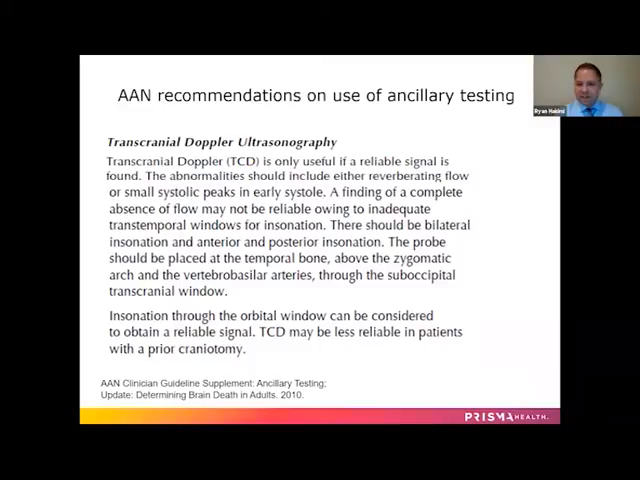So TCD has a high level of support from the AAN guidelines. In fact, it has level A support, which is the same thing that it has for conventional cerebral angiography, which many of us do not obtain for confirmation or as an ancillary test for brain death. It has a higher level of evidence than the nuclear medicine uptake scans, which are commonly used in daily practice. And it certainly has a higher level of evidence than use of EEG or electroencephalography.